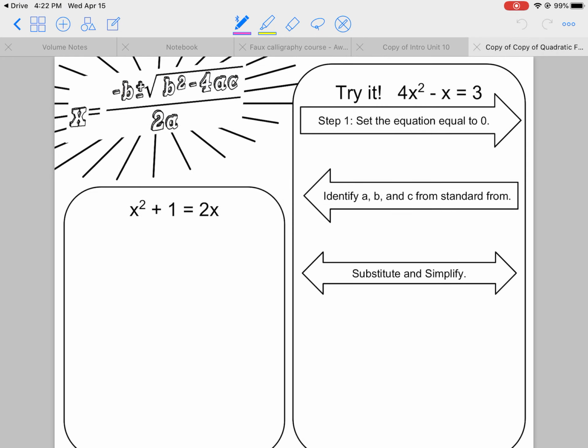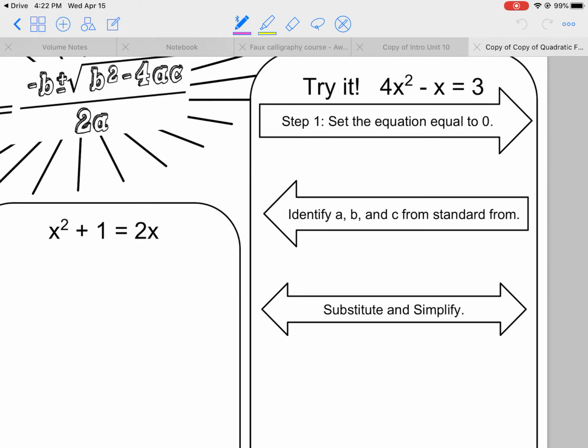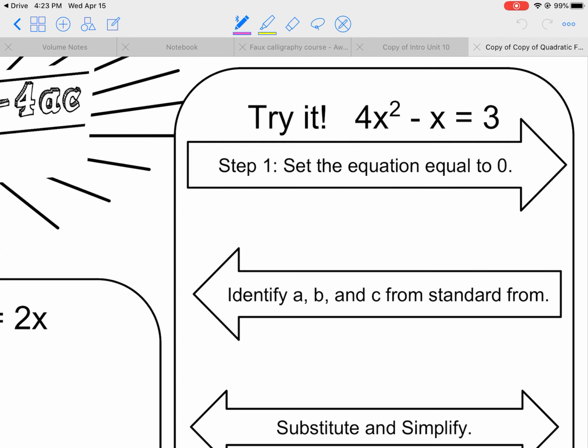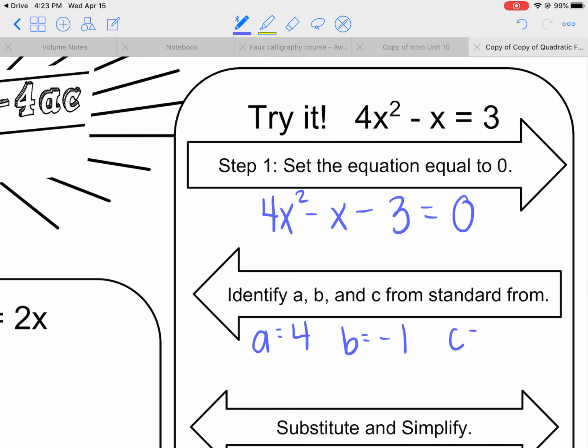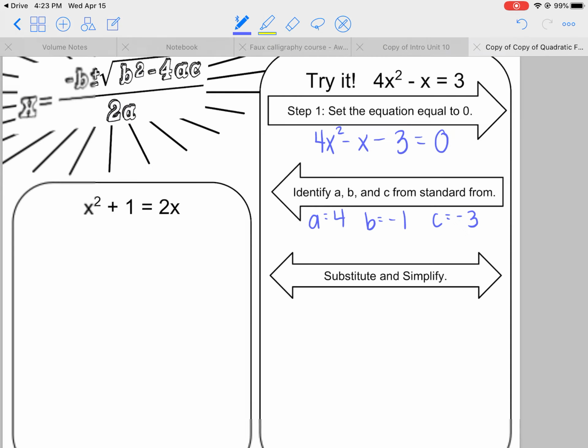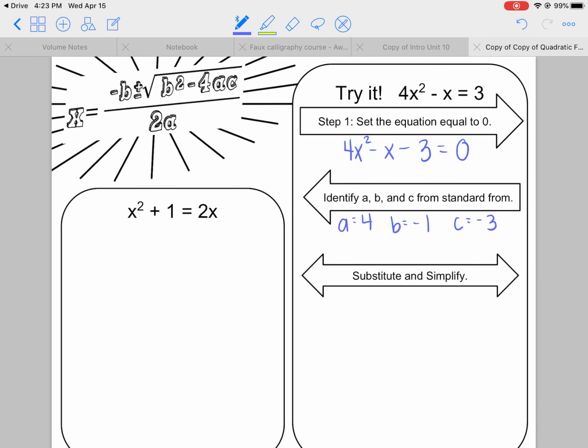So now, let's try it. I've got 4x squared minus x is equal to 3. Our first step should always be to set the equation equal to 0. So I'm going to subtract 3 from both sides, and I get 4x squared minus x minus 3 is equal to 0. Now I'm going to identify a, b, and c from standard form. My a is equal to 4, b is equal to negative 1, and c is equal to negative 3. Now I'm going to substitute and simplify.